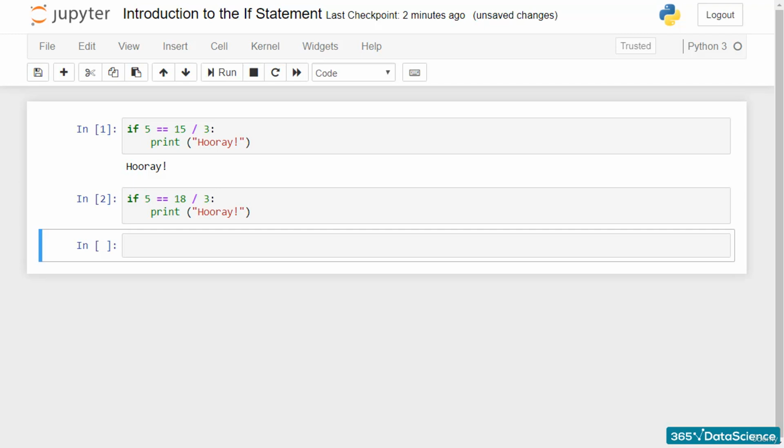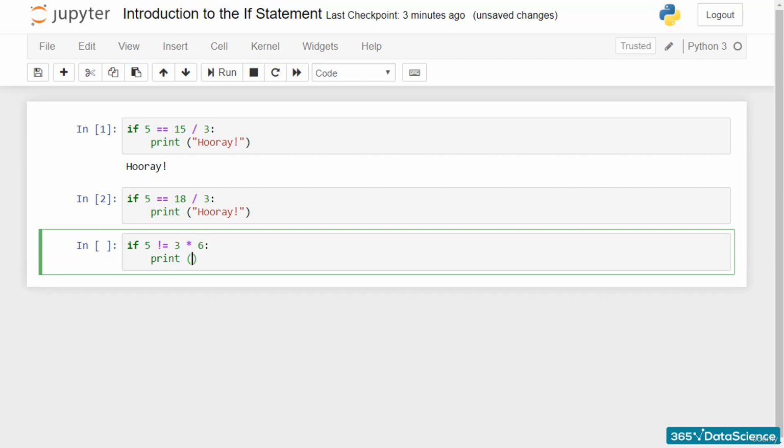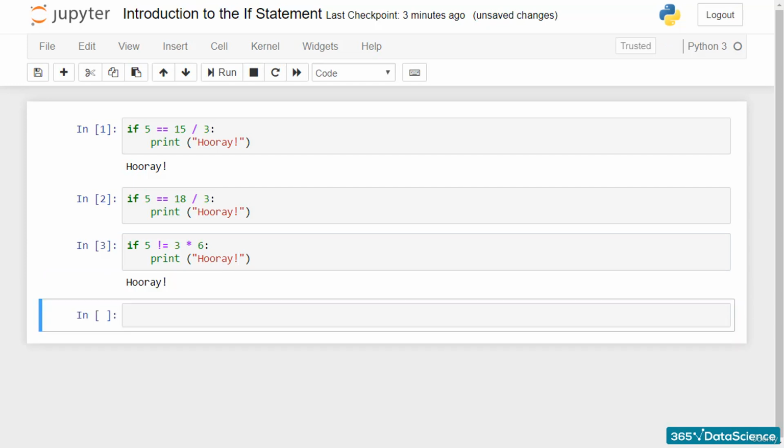Let's try with an inequality sign, which can be written with an exclamation mark and an equal sign. Isn't 5 different from 3 times 6? Yes, it is. It is true that it is different. Hence, we have hooray as an output.